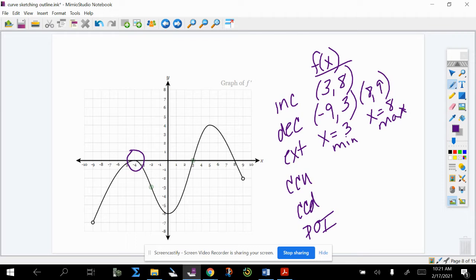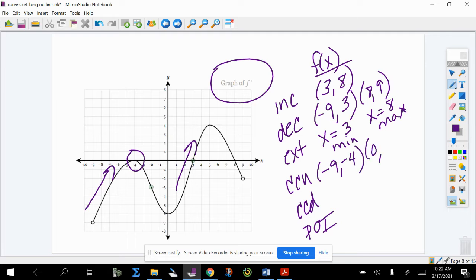Concave up. So here's the new piece. Concave up original is going to be when the derivative is increasing. So as it's going on its way up, which is going to happen a couple places here. It's going to happen from -9 until it gets to -4. And then it's going to happen again from 0 until it gets to 5.